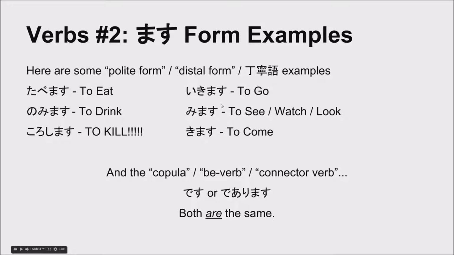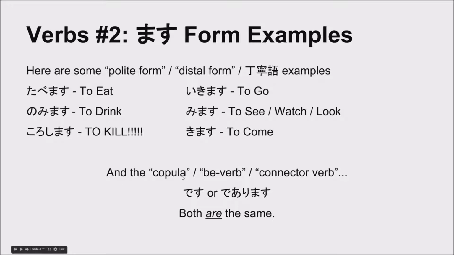Koroshimasu, to kill. Ikimasu, to go. Mimasu, to see, to watch, to look. Kimasu, to come. This could also be to wear clothing if you want to do that. There's probably another kimasu that I don't want to think about right now. And really quickly, notice how these all end in mas. Evan, isn't it masu? It is masu, but when we're talking about sentence ending verbs, which are usually the mas, we don't pronounce that u at the end. It's just mas.